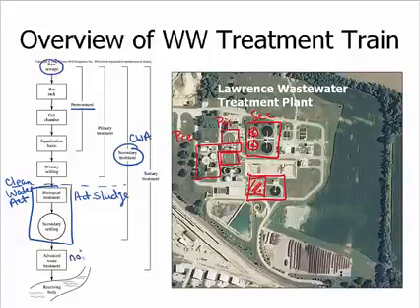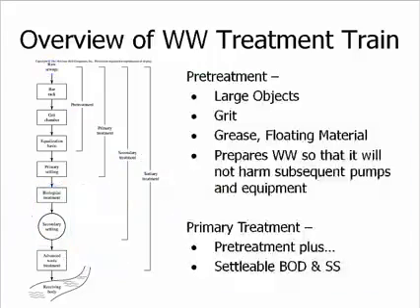These are not always present, and in the Lawrence wastewater treatment plant, they are not. Okay, so the purpose of pretreatment is to remove large objects, grit, and grease. Grit, or sand, can be very harmful for the pumps or for any further downstream equipment. And grease can be harmful for the biological step. And so this prepares the wastewater so that it can pass through the remaining treatment train without harming the infrastructure.